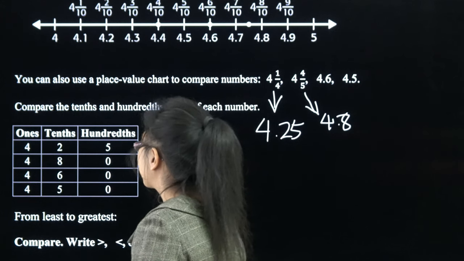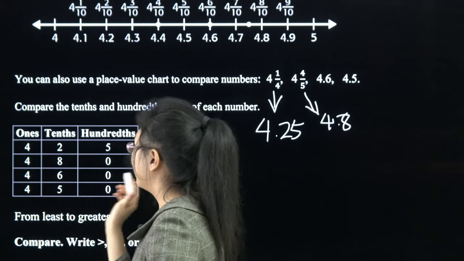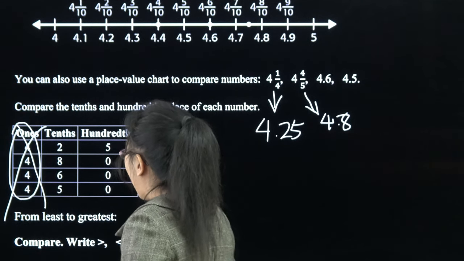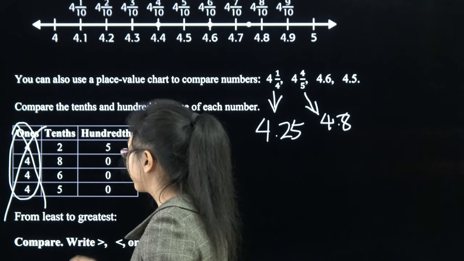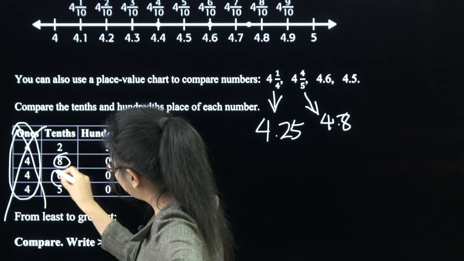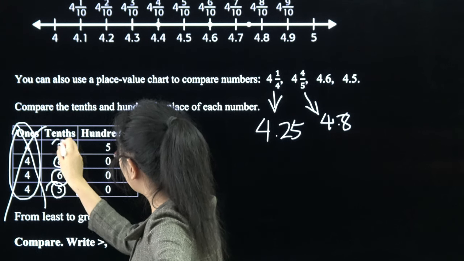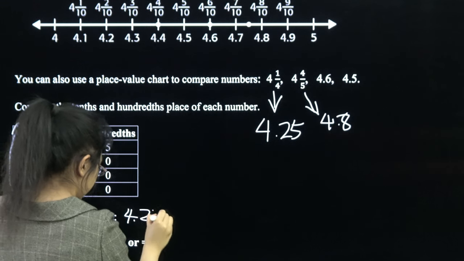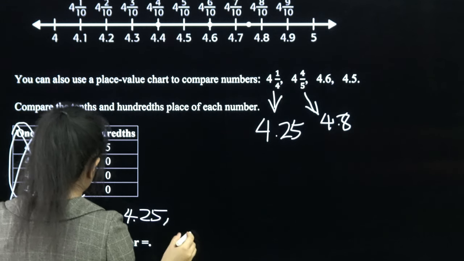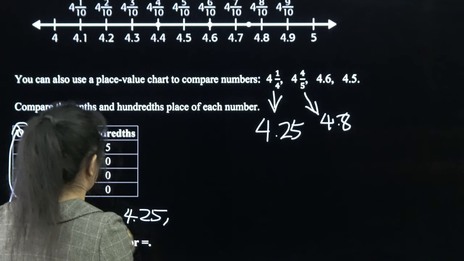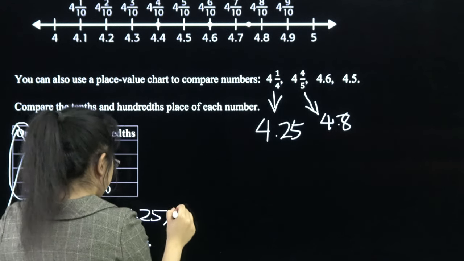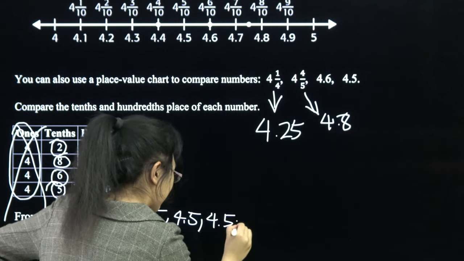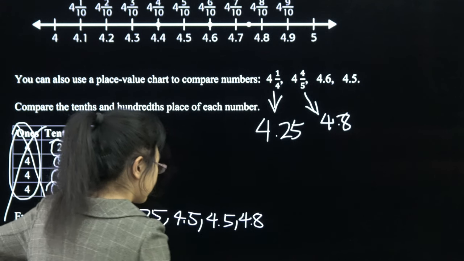So here, we do it in the place value, so we realize that the ones are all equal, so we can just not mind them. And the tenths. Well, 8's the greatest, and then it's 6, and then it's 5, and then it's 2. So from least to greatest, it would be 4.25, because 2 is smaller than everything, except 1 and 0, but there isn't any 1 and 0. And then it'd be 4.5, and then 4.6, and then 4.8. Done!